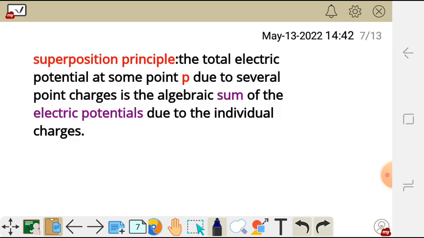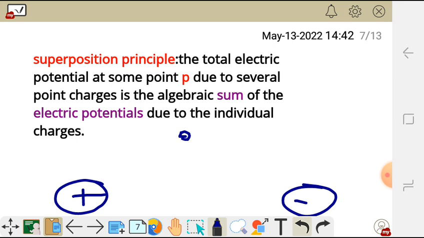Let's talk also about the superposition principle. The superposition principle helps us find the electric potential at a certain point due to two charges. Let's say we have two charges here and we want to find the potential at that point. So we use the superposition principle. The superposition principle says the total electric potential at the point P due to several point charges is the algebraic sum of the electric potentials due to the individual charges.